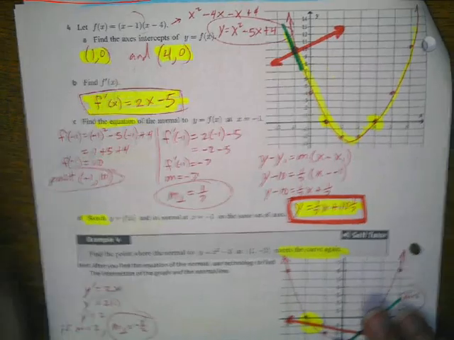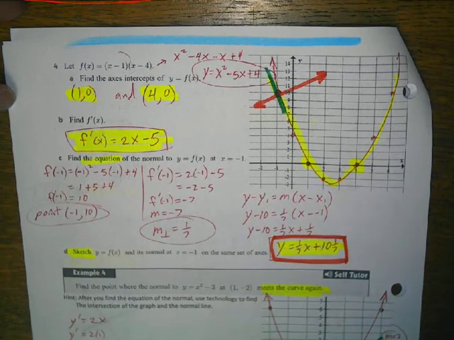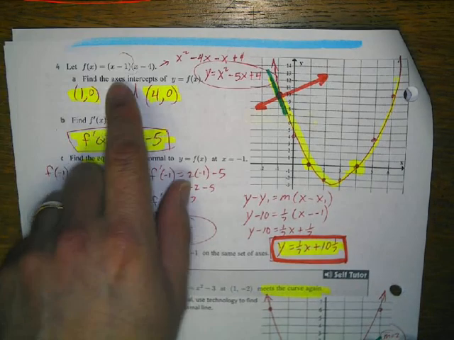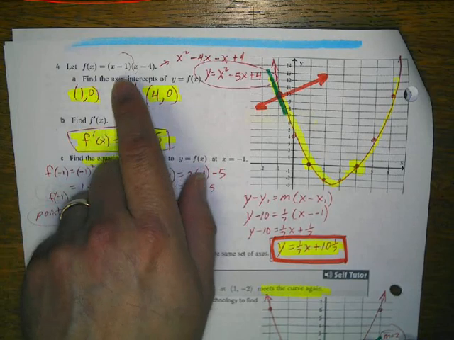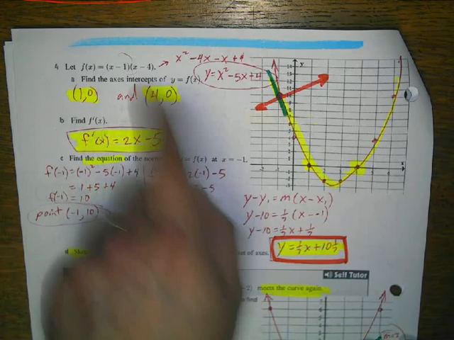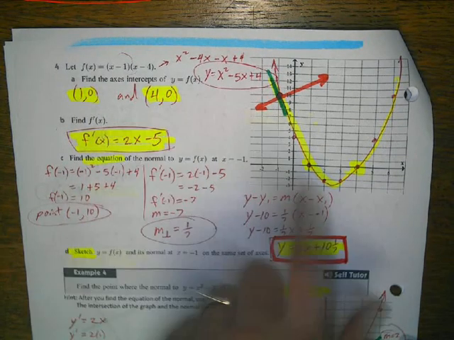Okay, I'm just going to walk through this. Okay, we've got these 2 points. So we know it crosses the axis here at +1 and +4. Okay, so the axis intercepts are 1 and 4.